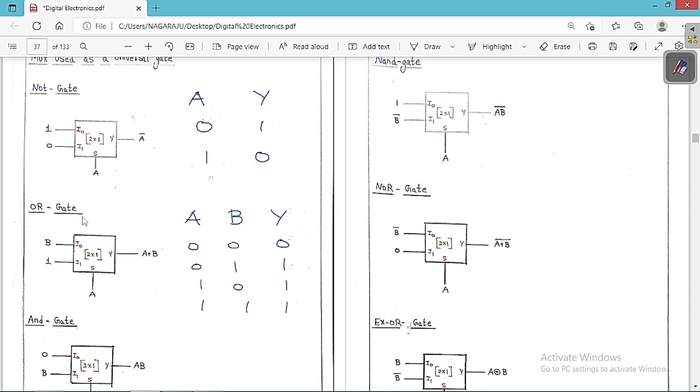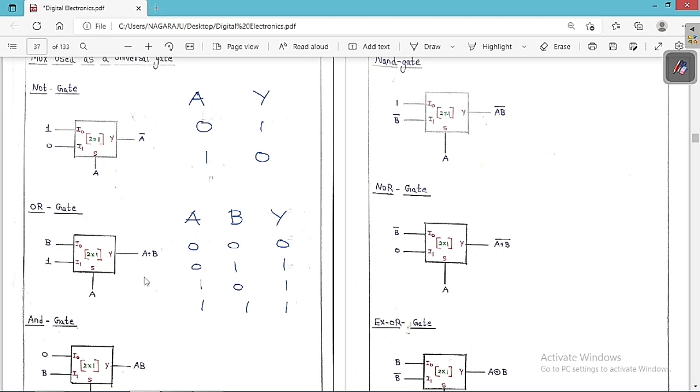Suppose if you want to build the OR gate, then what you have to do is this. We have two inputs A and B, and the output is Y. For 0, 0 the output is 0, for 0, 1 it is 1, for 1, 0 it is 1, for 1, 1 it is 1. So this is the truth table of an OR gate, and we have to build this one. This is the MSB and this is the LSB. So let me take MSB here and LSB here.